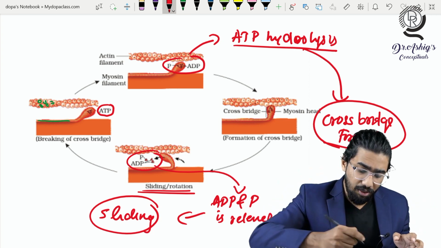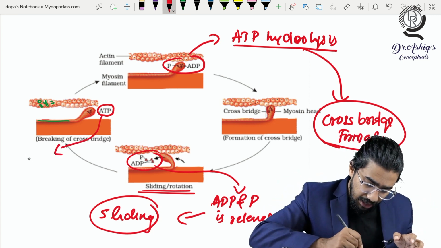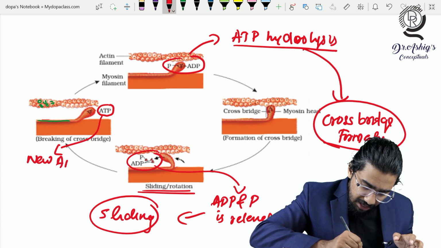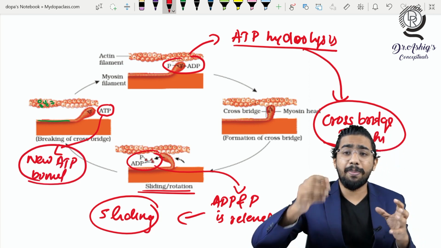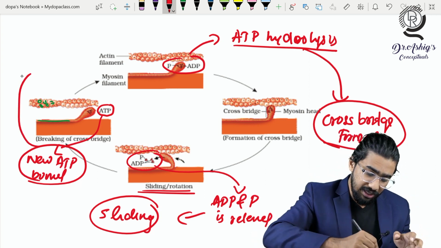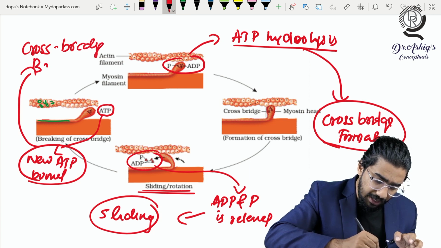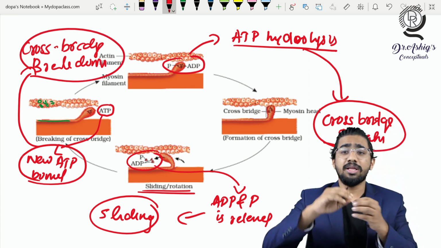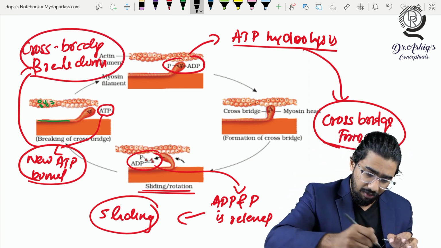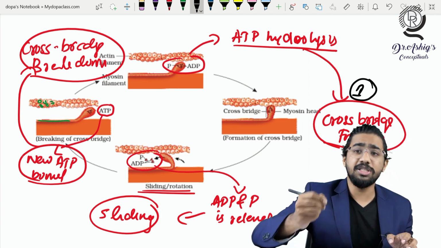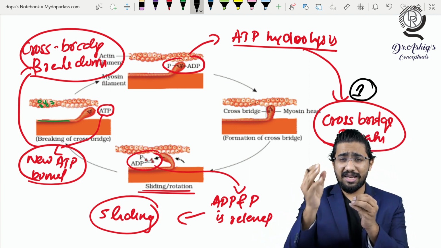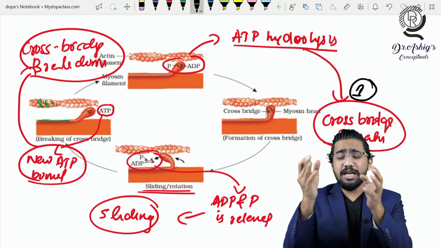So after the sliding or rotation, what is happening there? You can see that a new ATP is bound, and what will happen if the new ATP is binding? You can see that will lead to cross bridge breakdown. So there are three very important steps occurring. The first step is cross bridge formation. So how is the cross bridge formed? The cross bridge is formed by the energy released from that ATP hydrolysis.